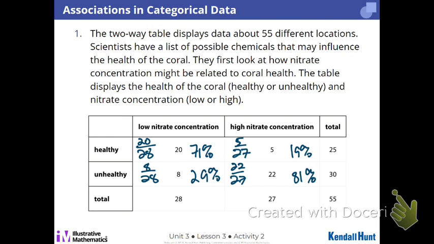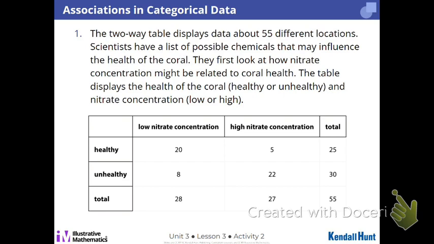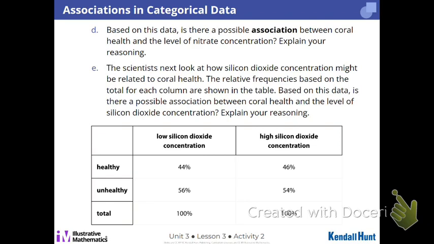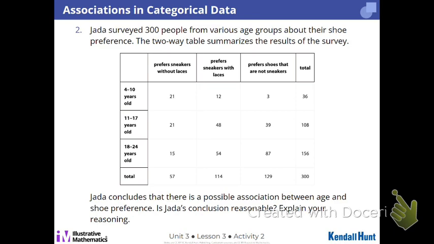Now, we're going to look at another component that can be found in the ocean to see if this determines whether it is healthy or not. Right here. We're going to look at silicon dioxide concentrations now. So I'm not giving you the raw data. This time I'm giving you the relative frequencies. All right? With your partner, please answer D. Oh, wait. These questions are for the next one.